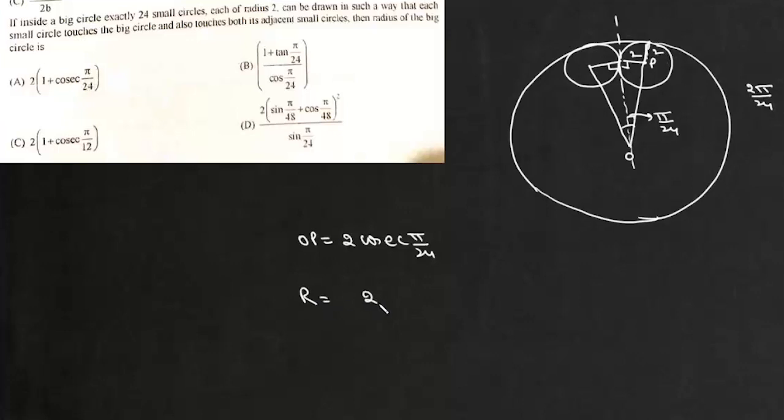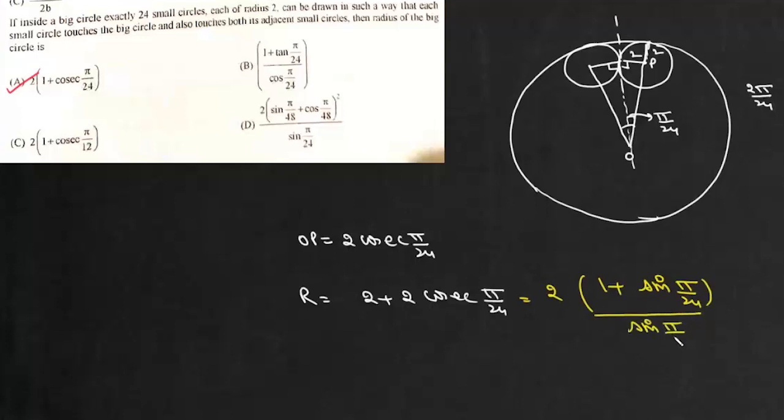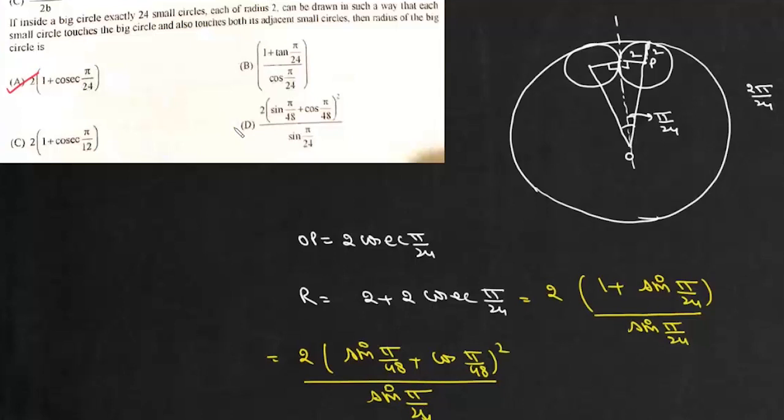So this radius R will be simply 2 plus 2 cosec pi by 24, and that's your option A. Now we can further simplify this as 2 times 1 plus sine pi by 24 upon sine pi by 24, and we know that 1 plus sine 2 theta is sine theta plus cos theta whole square. So we can write this as 2 times sine pi by 48 plus cos pi by 48 whole square upon sine pi by 24. That means this option D is also correct. So the correct options are A and D.